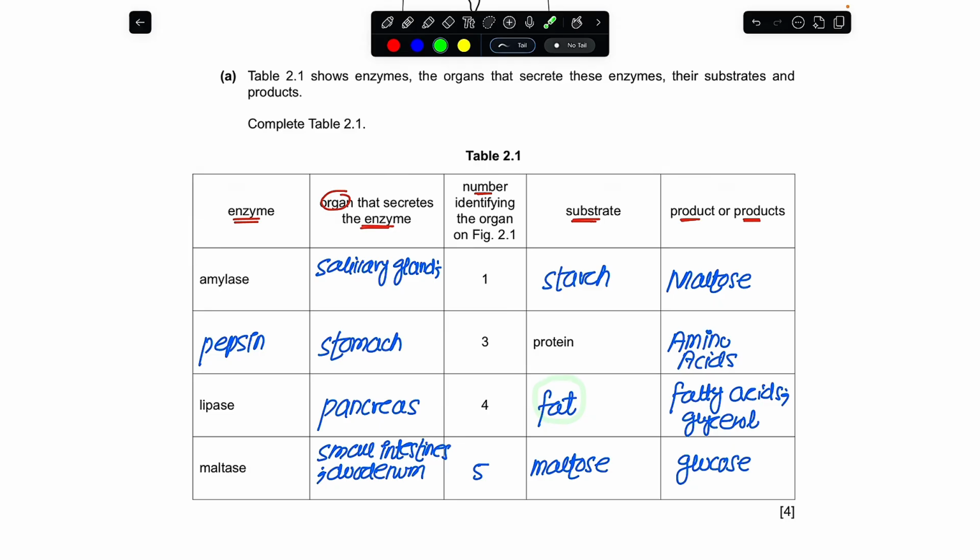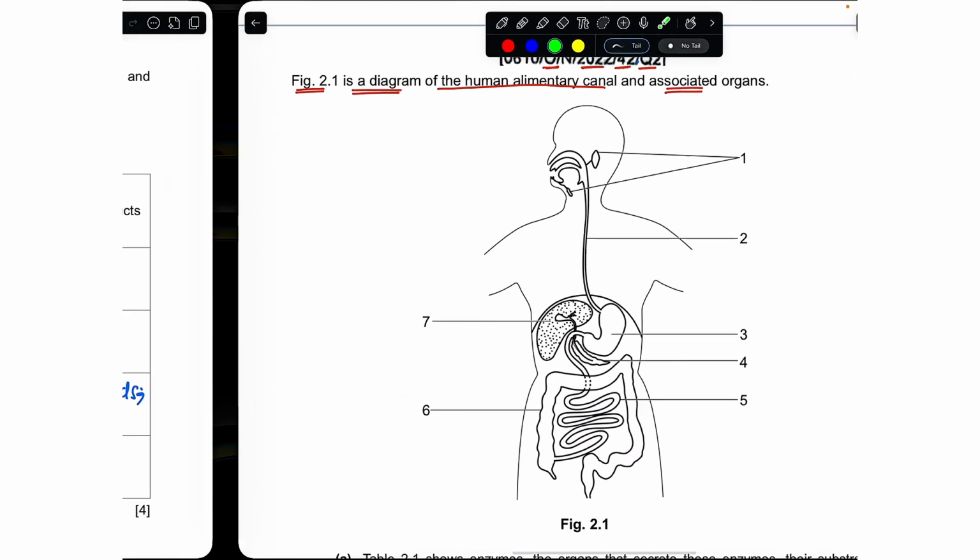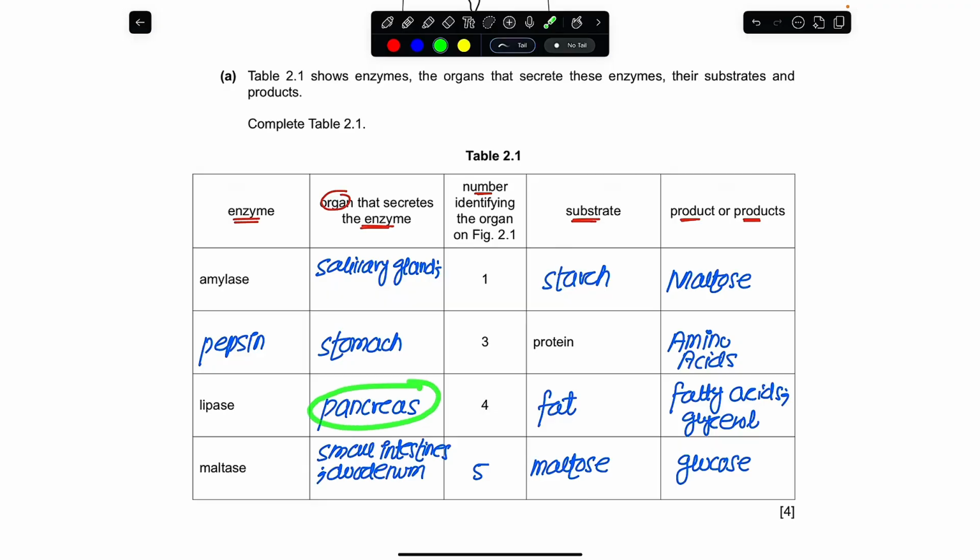For the third, they wrote here that this is lipase, and we know lipase works on lipids or fats, and the products we would be getting out of it would be fatty acids and glycerol. Now we have to identify the organ that would be producing the lipase. They have already given you the number of the organ, which was 4. We identified it a while ago that this 4 is the pancreas.